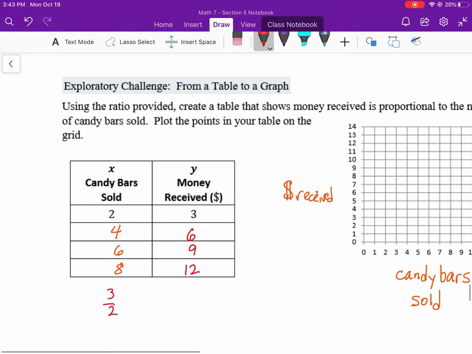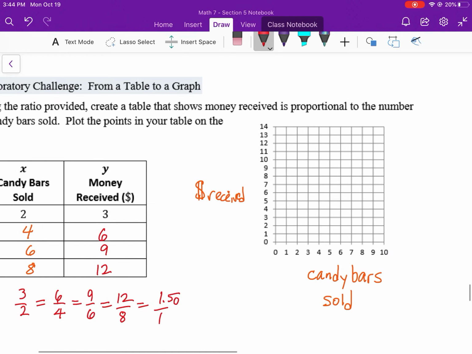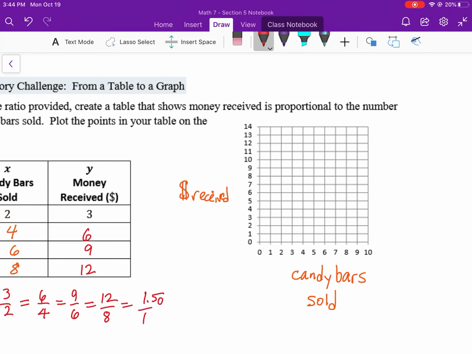And if you did all of those fractions, 3 divided by 2, they would all equal the same thing. If you took out your calculator and did this, you would always get the same thing, and you would get 1.5 to 1 because it's $1.50 for every candy bar. All right, great. So this is supposed to be proportional, so my line should be straight and it should go through the origin. So the numbers are already listed for me.